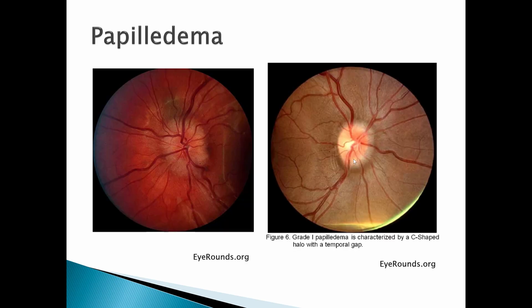So here's some examples of swollen optic nerves, and I hope you can appreciate how enlarged this is and it's bulging. And then again, over here on the right-hand side, you can see this bulging disc, and you can see the cup in here as well.